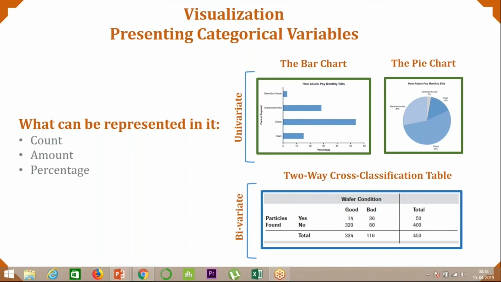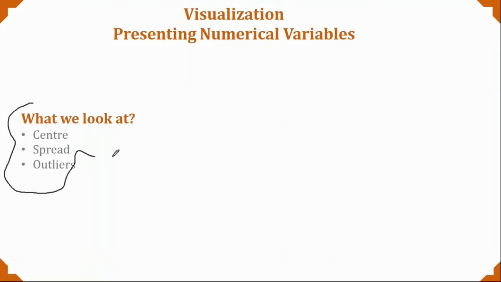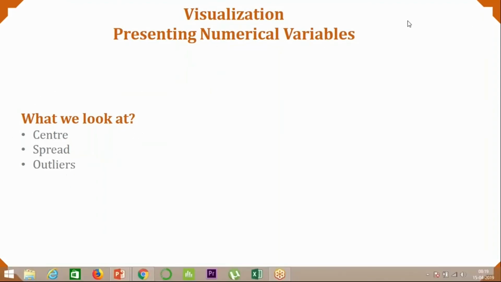Now let's get into representing your numerical variables. As you know, it is discrete or continuous values. The charts for the numerical data will explain what is the center, what is the spread, and whether there are any outliers. This is what we will be explaining from the charts for the numerical data.